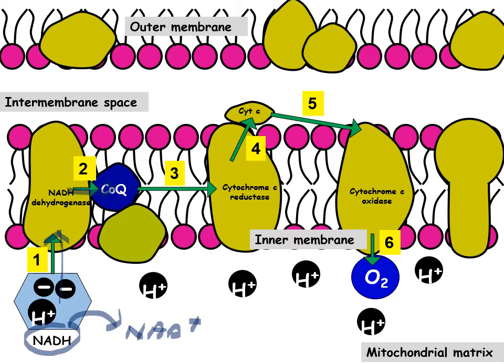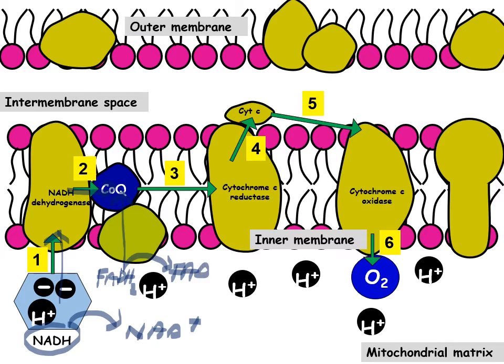For FADH2, because FADH2 is more electronegative than NADH dehydrogenase but less electronegative than coenzyme Q, FADH2 transfers hydrogen atoms or the electron to coenzyme Q. So FADH2 is also oxidized, forming FAD again.